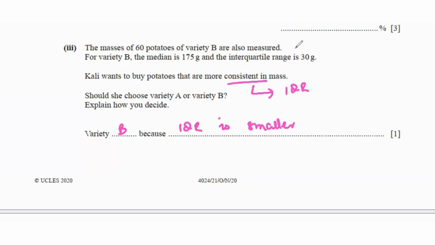So the greater the interquartile range, the lesser the consistency. So higher interquartile range, less consistent. And the lower the interquartile range, the greater the consistency. So if you remember this relationship, you can easily answer your question without getting confused.